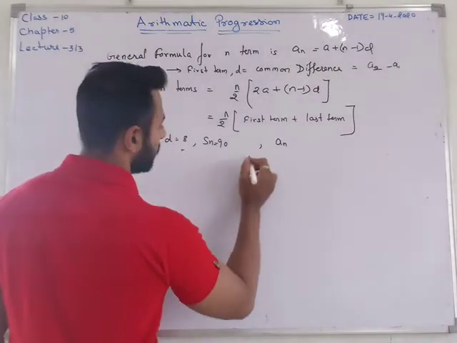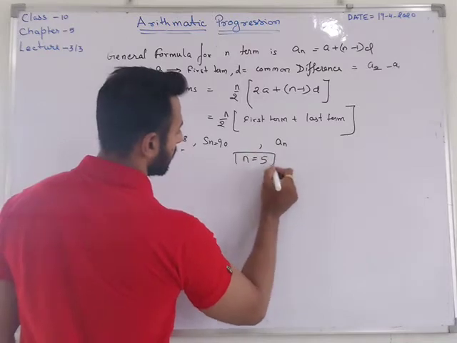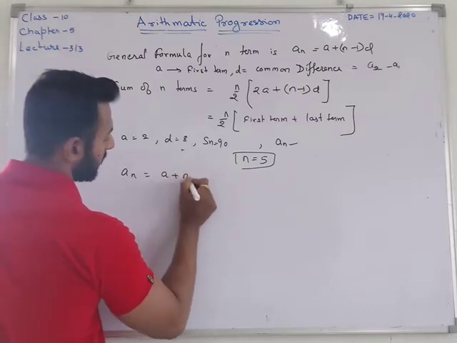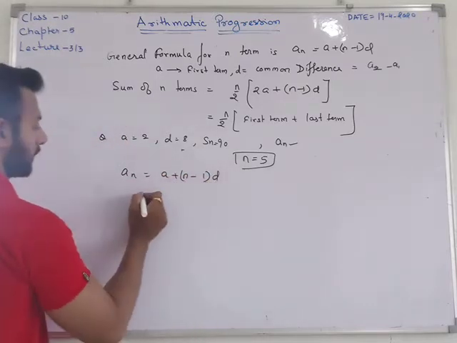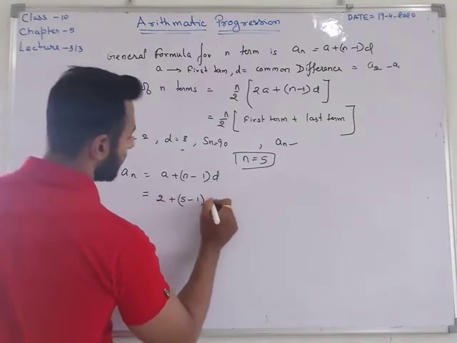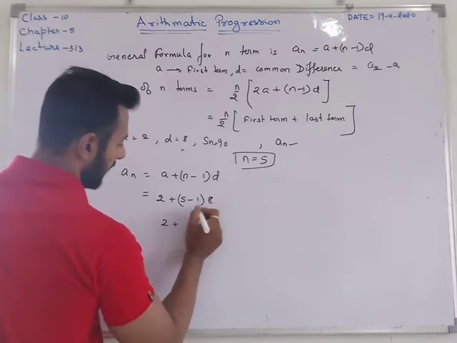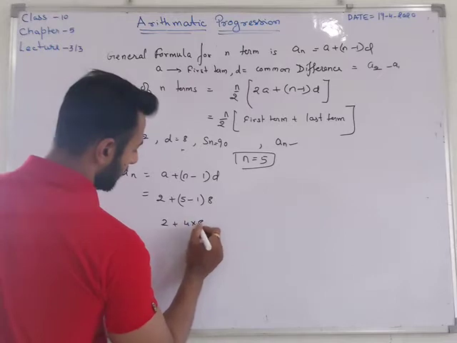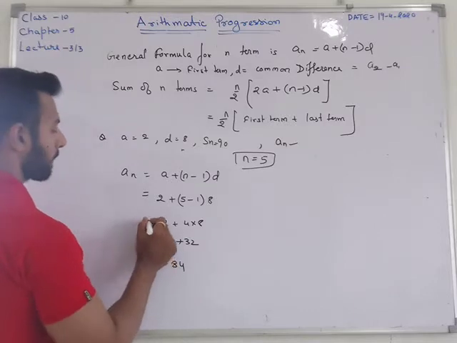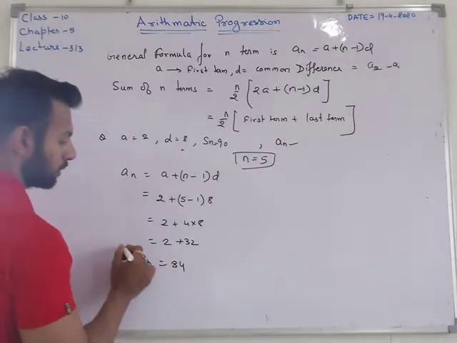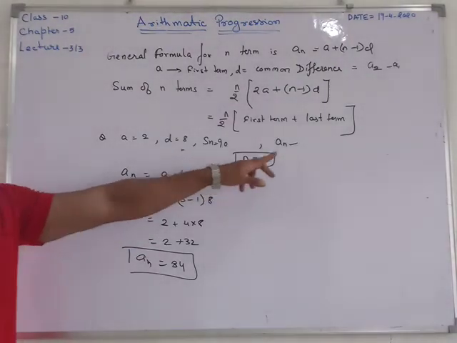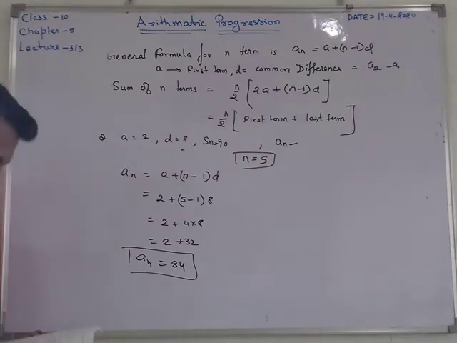We have n is equal to 5 now, and we have to find out the value of an. An can be written as a plus n minus 1 into d. A is 2 plus n is 5 minus 1 into d. D is 8. 2 plus, n minus 1 is 5 minus 1 which will be 4, into 8. This will be 32 plus 2, so 34. An is equal to 34. In this manner we have to find out the value of n and an. Now second question.